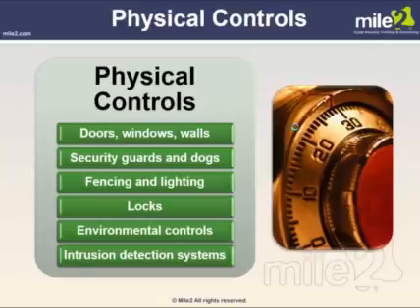Locks, right? Again, we're talking different types of locks too, and there's lots of ways we can go about bypassing some of that, and I'll be demonstrating some of that here in the up-and-coming modules as well. Environmental controls, like your HVAC stuff, making sure that the server room doesn't have too much humidity and things like that. And of course, your intrusion detection systems as well. And these could be cameras, things of that nature as well.